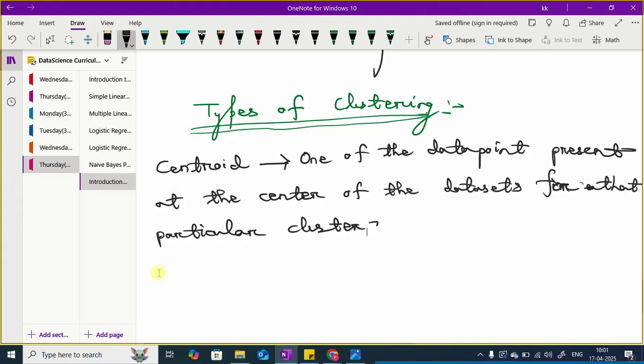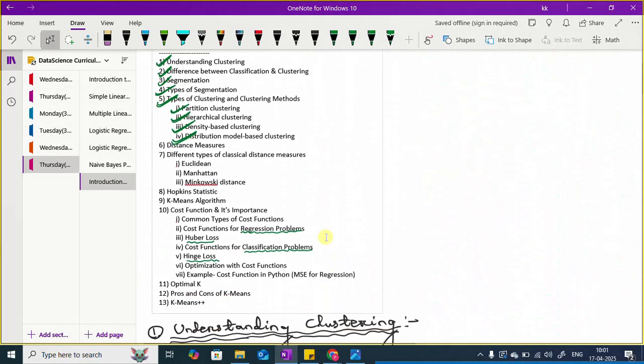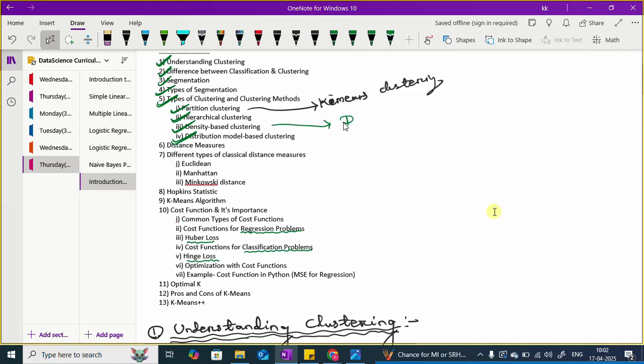We have seen there are different algorithms that we can use. Coming to partition clustering, we can use k-means clustering. Similarly, for density-based clustering, we can use DBSCAN. Similarly, for distribution model based clustering, we can use the EM algorithm.